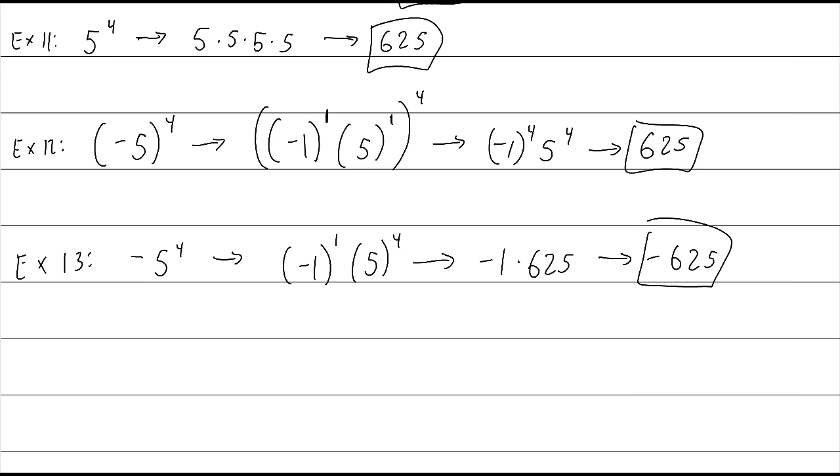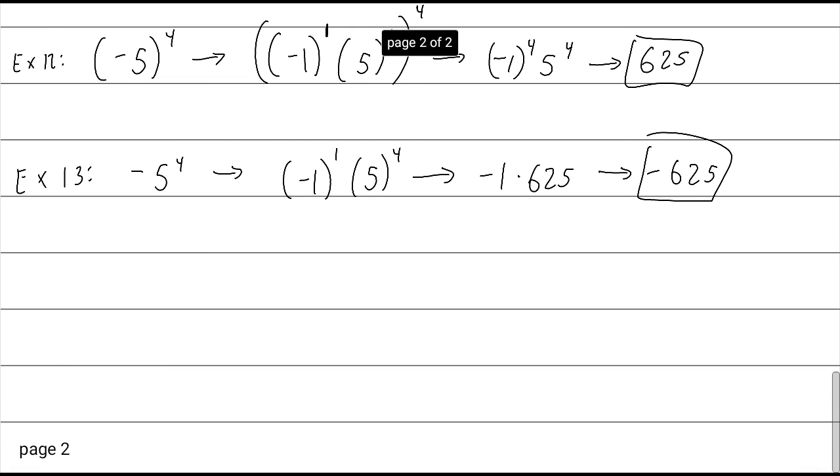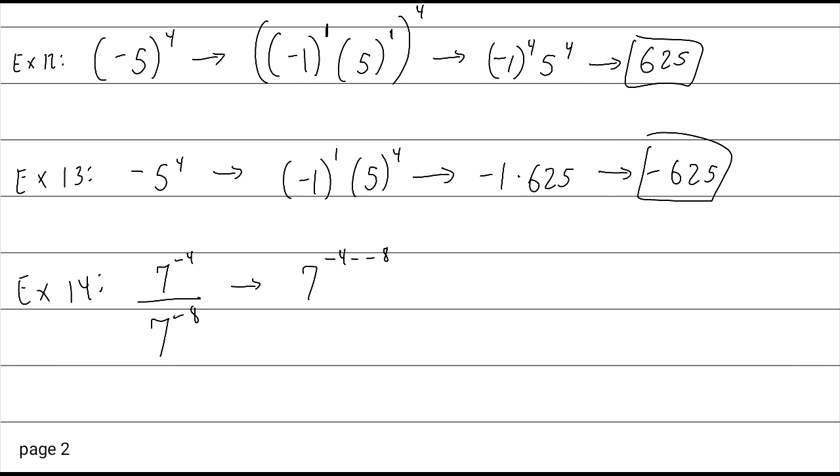All right, last example. 7 to the -4th power over 7 to the -8th power. Okay, remember the rule. You just subtract those exponents. This is really addition, so -4 plus 8 is 4. So this is really 7 to the 4th power.